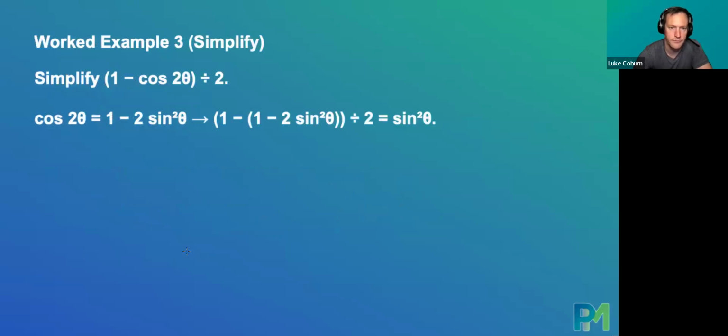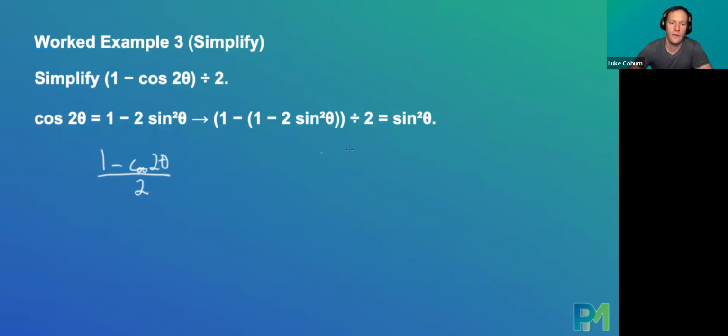Brilliant. Okay. And then we have a worked example, to take something like 1 minus cos 2 theta, divided by 2. And we want to simplify this. Yeah, so they end up doing stuff like this. It's kind of annoying, but it's quite predictable also in a way.